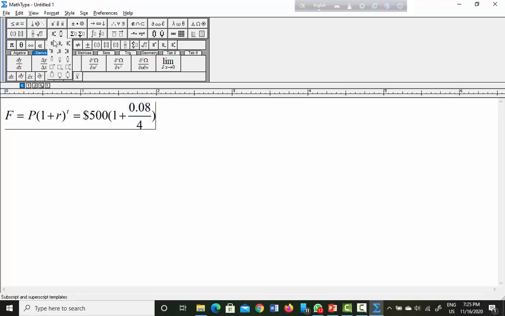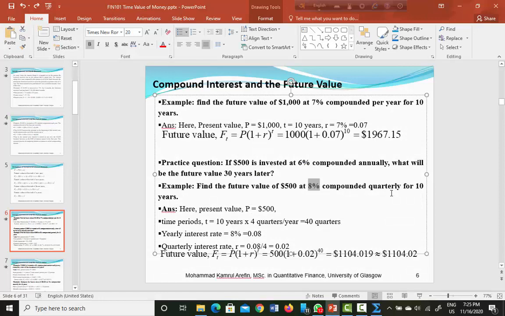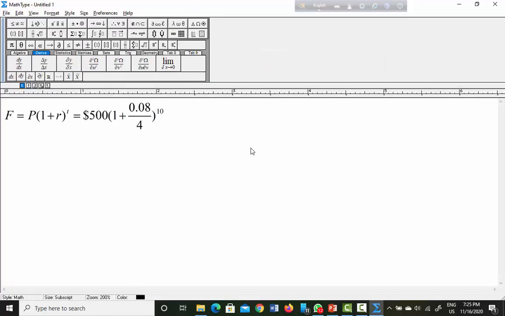Power T: we have 10 years. Remember, in a year interest will be calculated 4 times, that means 4 quarterly periods. So in 10 years we have 4 multiplied by 10, that means 40 quarters. Interest will be calculated a total of 40 times.